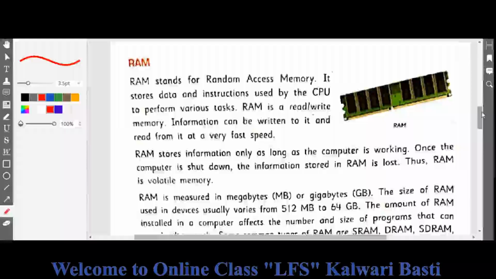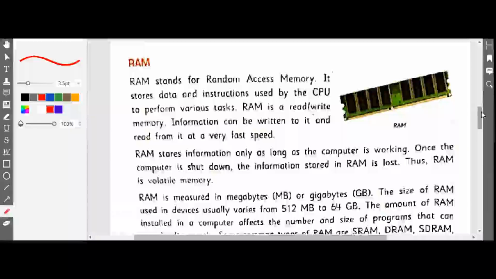If I take one example, suppose we are writing something in Microsoft Word, but I didn't save my document, I am just writing and doing some work. In between, the power goes off. Whatever I have written will all be lost.